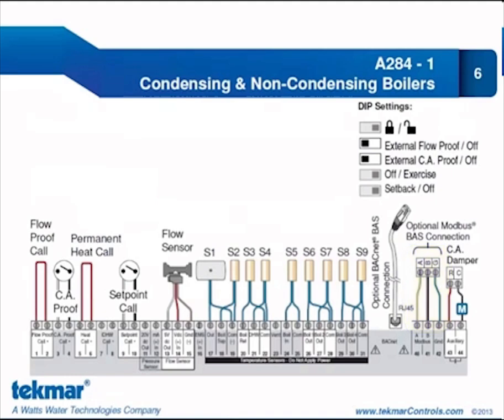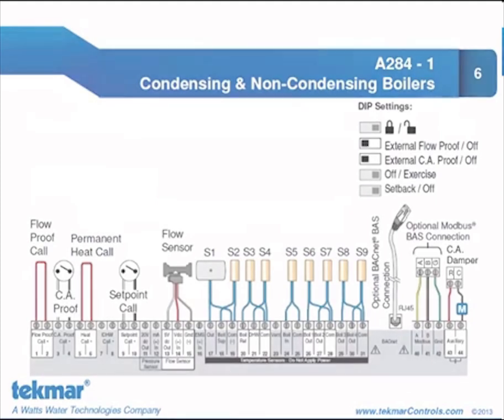You'll also see this auxiliary relay, and the auxiliary relay connection is being used to control the combustion air damper. This relay can be used to control either a combustion air damper or a recirculation pump for domestic hot water applications. In this case, obviously, we'll set it to control the combustion air damper.